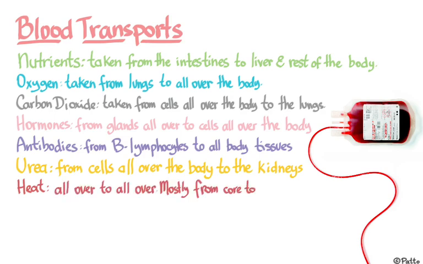So it basically goes from all over to all over. Usually it goes from the core where it's produced, so from your thorax and your head, to your arms, to your legs, to your skin. And then if you're overheating, you put more blood close to the skin to lose this heat. If you are feeling too cold, you move less blood to the surface to lose less heat.